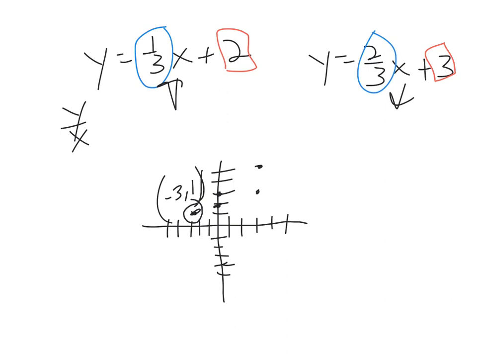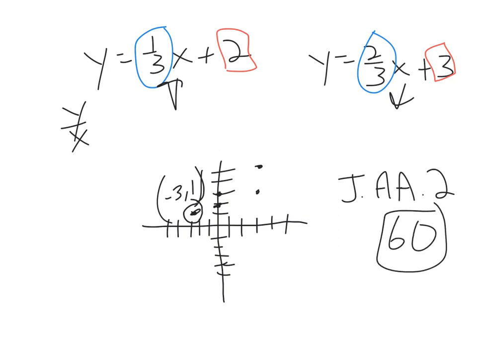So today you're going to do, and I'm not going to do too many of these because they're really just repetitive, you're going to go to level J, and then you're going to go to J.AA.2, and you're going to go to a score of 60 for today, okay? Let me know if you have any questions.